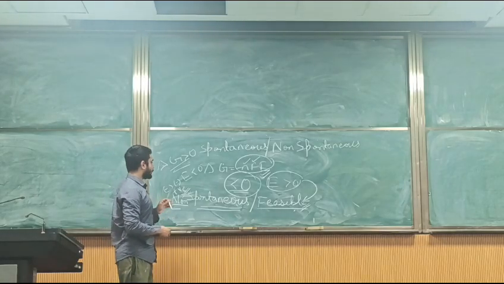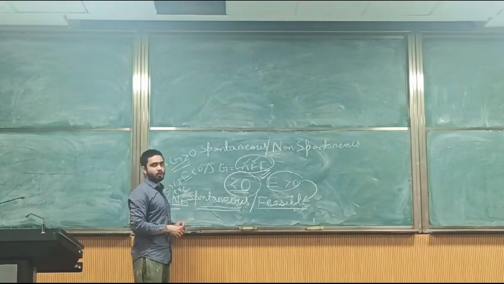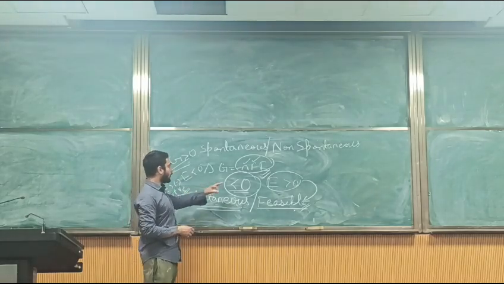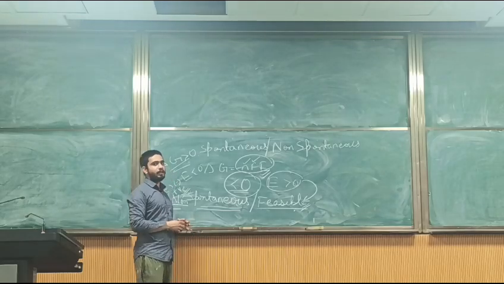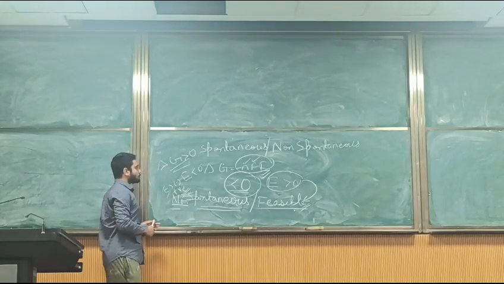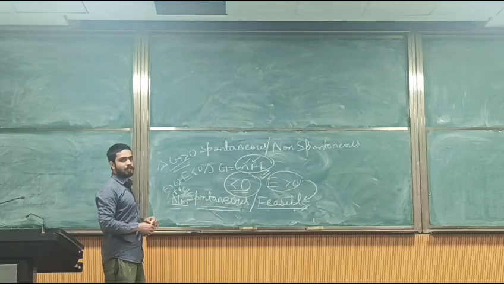For the reaction to be spontaneous, the E cell value should be positive, and then the value of delta G will be negative. So this was the concept of Gibbs free energy in electrochemistry.